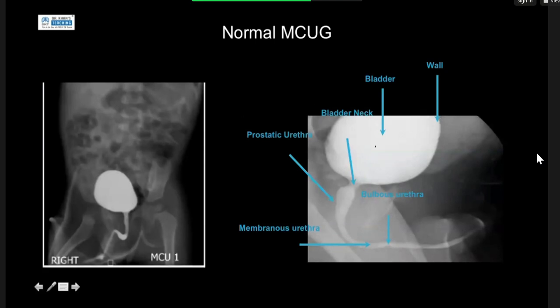And then on the lateral view, we've got various parts that we see. So this is the wall of the bladder, which should be smooth, as I've said. This is the bladder neck. So there would normally be a caliber change between the posterior urethra and the bladder neck, because that's just a part of normal anatomy. And then this is the posterior urethra, also known as the prostatic urethra. And then the anterior urethra is made up of the membranous urethra and the bulbous urethra. So that is a normal study.